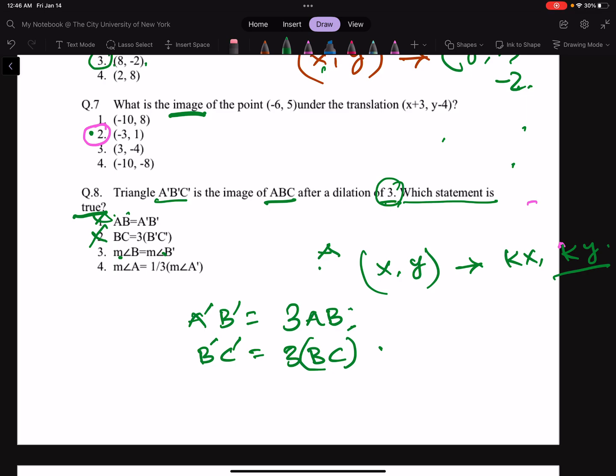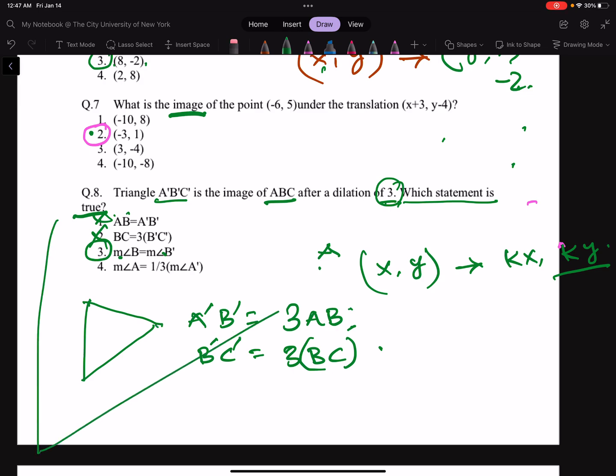If you remember, in dilation the size changes, but the figure remains similar. So angles remain as they are. So it should be 3. If you look at the dilation figures from our packet, you'll see that if it is 3 times, the sides will become 3 times larger, but these angles will remain the same. So it's 3. All right.